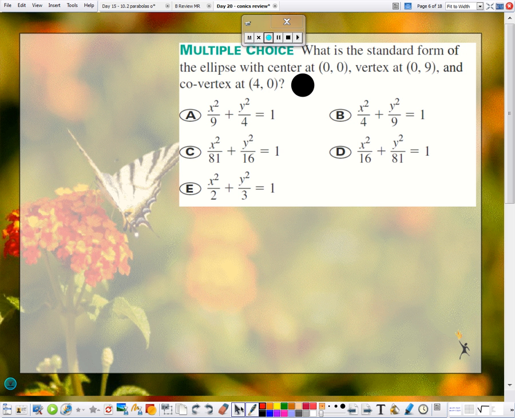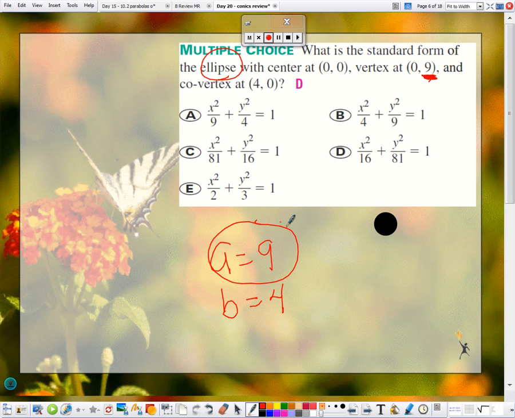Okay, try this problem. Answer is D. It's nice that the center is at 0, 0. Since it's an ellipse, a is 9, b is 4, and since the vertex is in the y coordinate, a goes underneath the y. So that's 81 underneath the y, b squared is under the x, and that's how we get our answer for D.